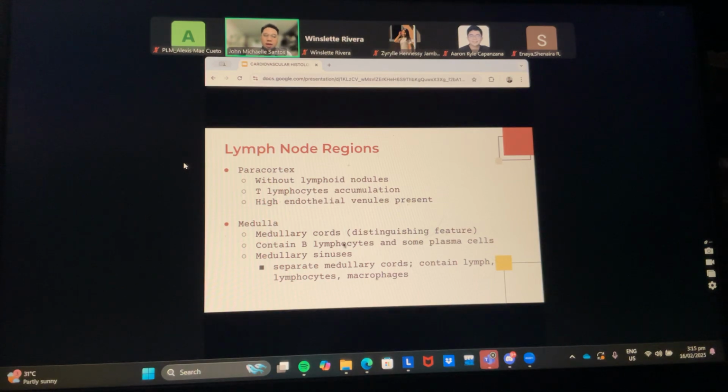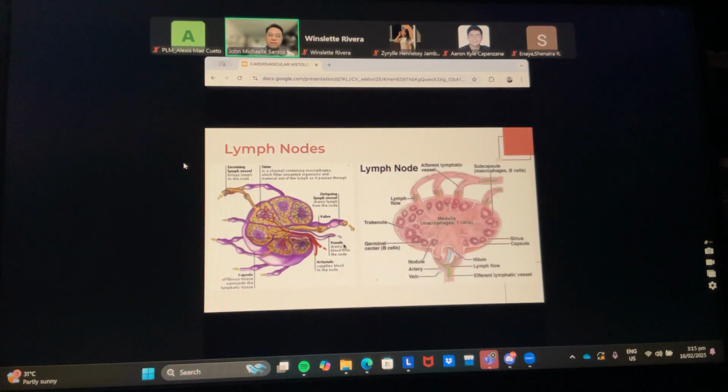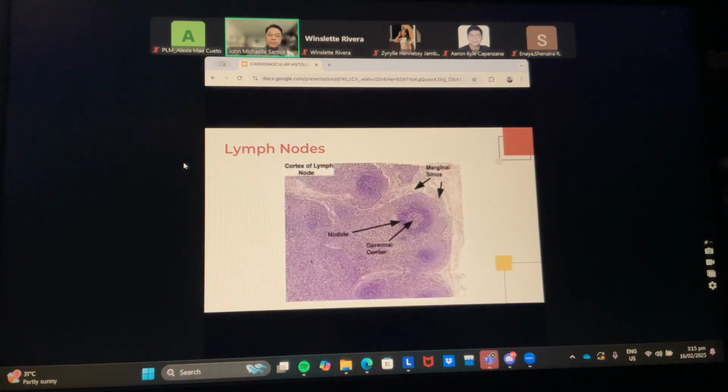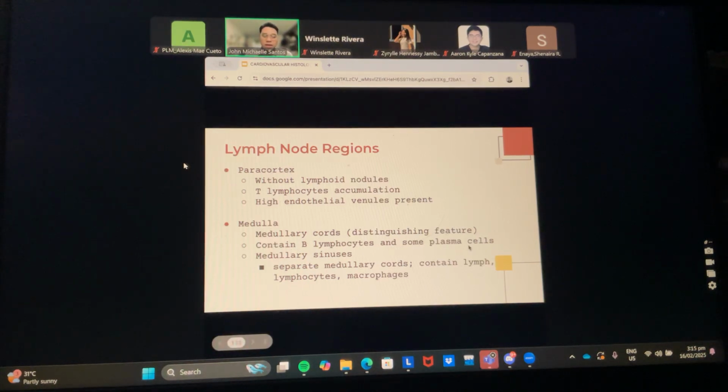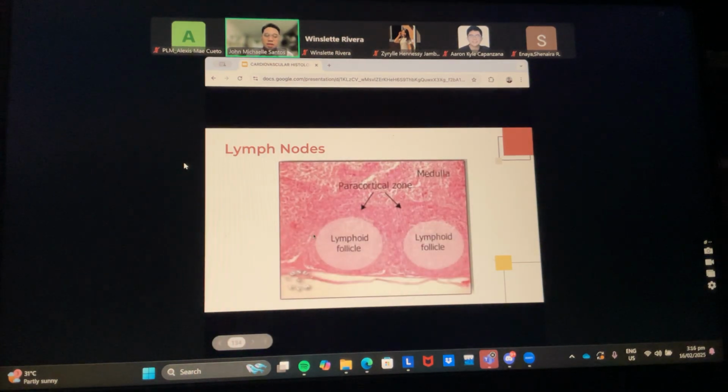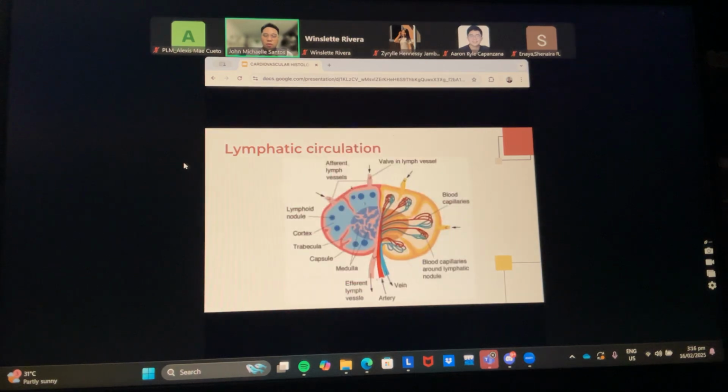And then the medulla, the medullary cords naman, kapag nag-dive ka deeper dito, sa gitna na mismo ng lymph node mo, your medullary cords, they contain B lymphocytes and some plasma cells, and your medullary sinuses, they separate the medullary cords, which contain now your lymphocytes, and your macrophages. Ito siya. Kumbaga, papaloob ka dyan, ito yung trabeculae mo, and then dito yung mga cortex mo, paracortical zone, and then ultimately your medulla. So the left half, dito, sa medyo reddish part, okay?